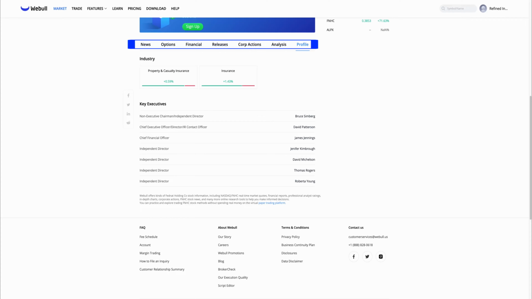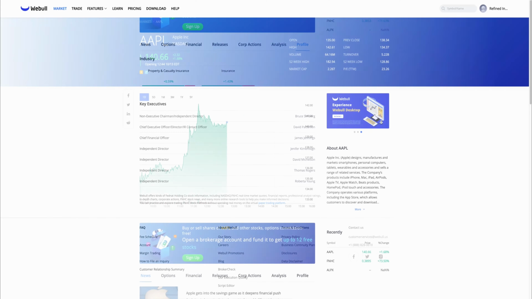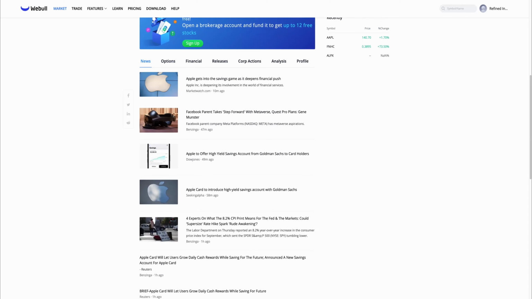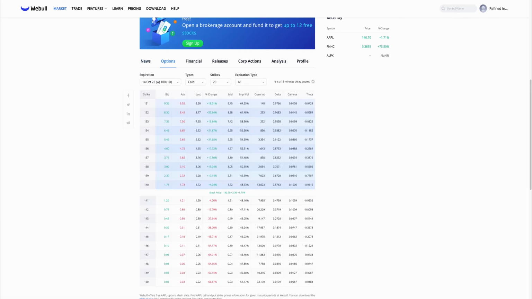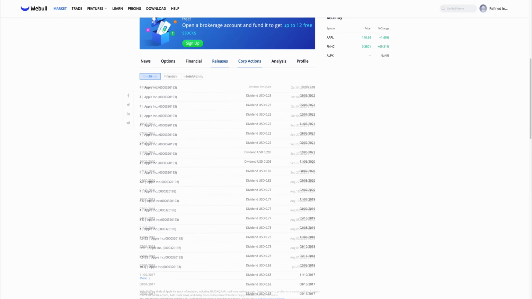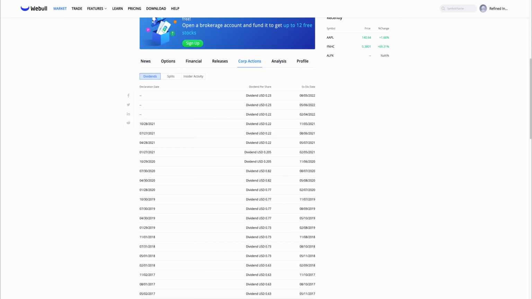If we pick another company which is more popular, let's say Apple, the information we're going to get there is more current, not that the previous ones were not current. Usually large cap companies provide more information and they tend to be updated much faster given they have been eyed by many traders. Look at the number of articles over the last hour, the options availability, the amount of releases, corporate actions such as dividend, split, insider activity, analysis, and so on.